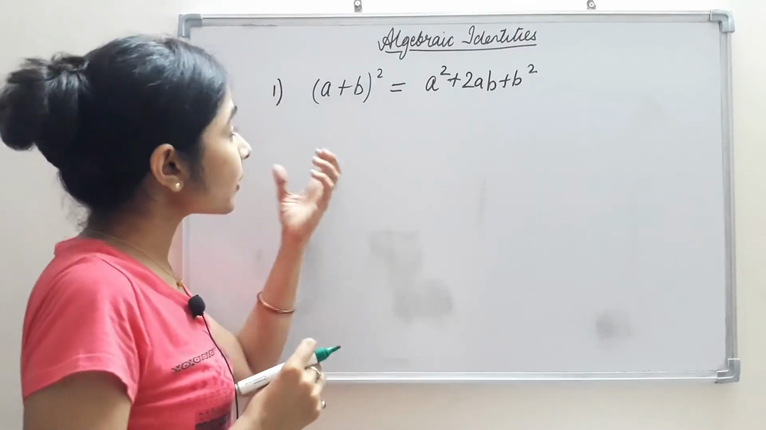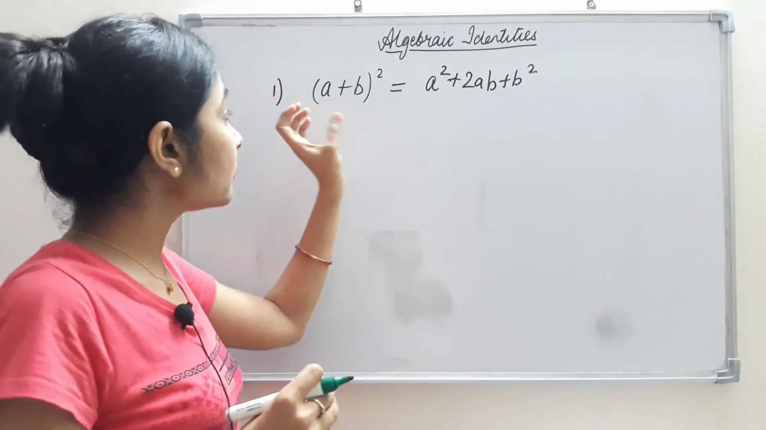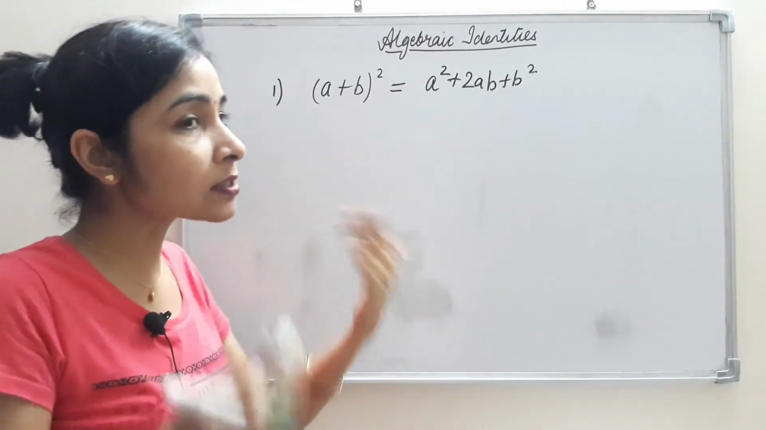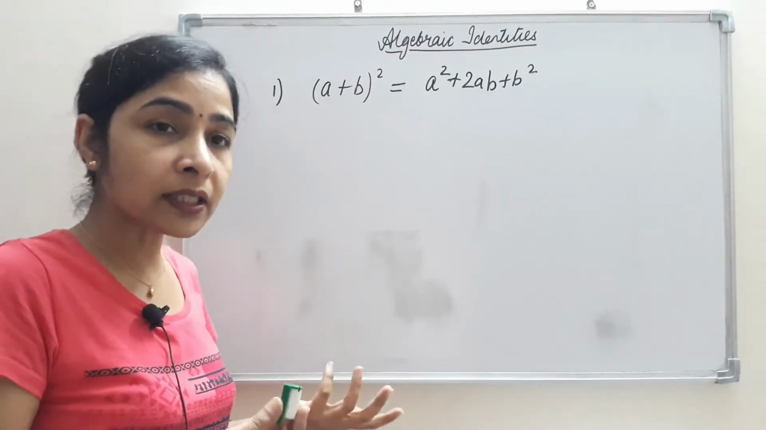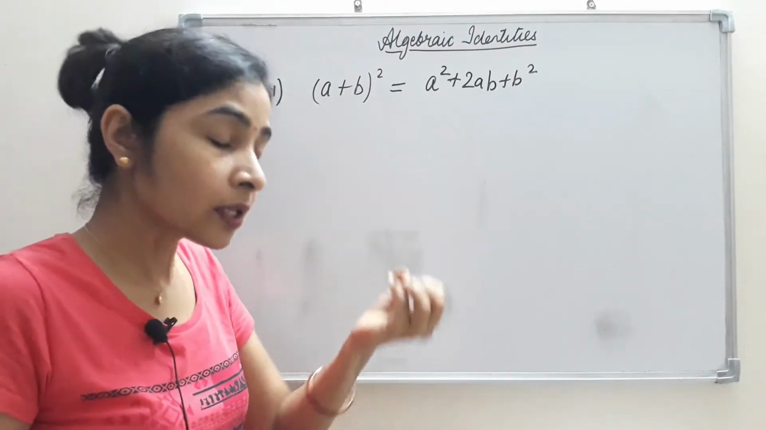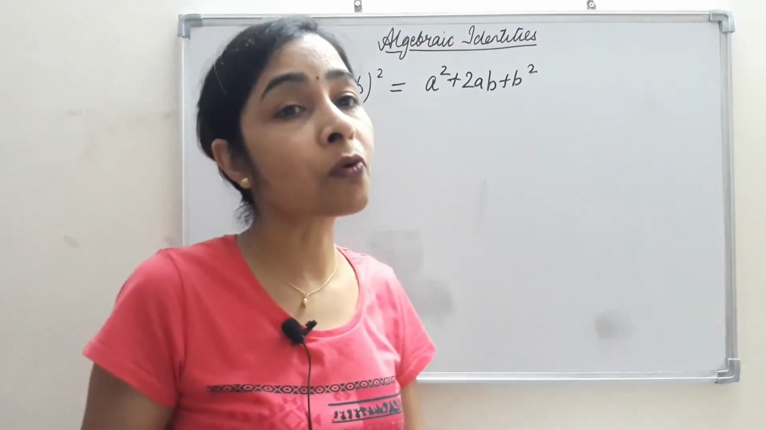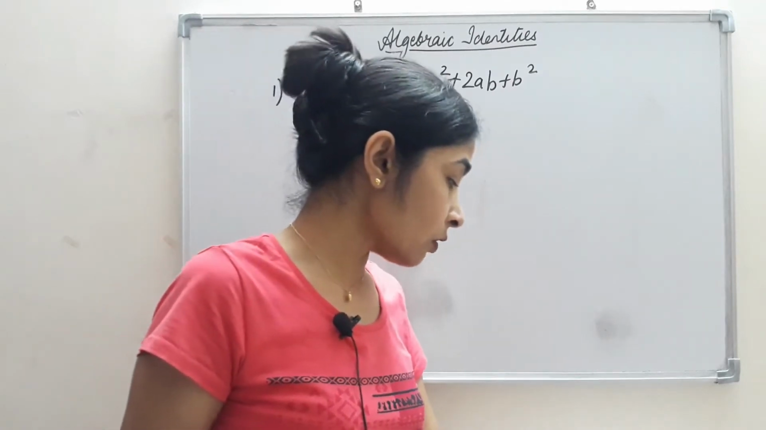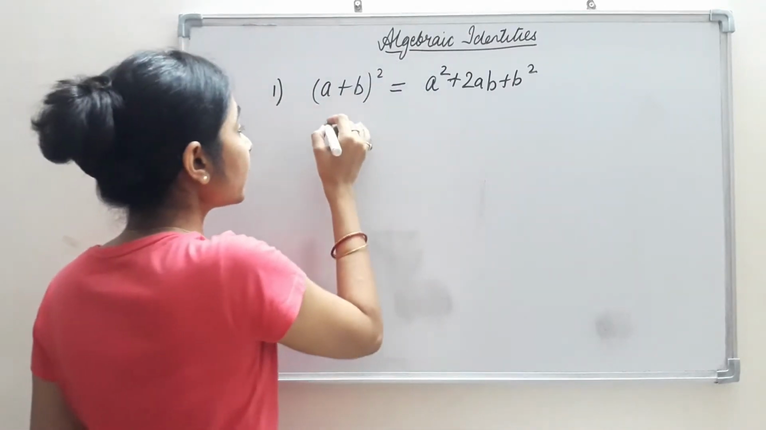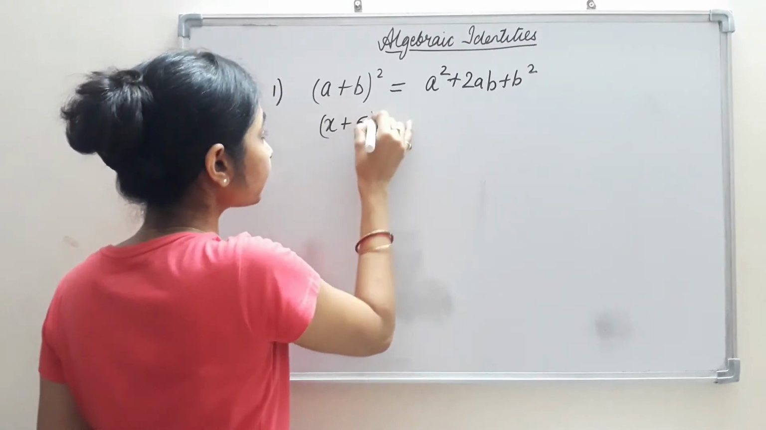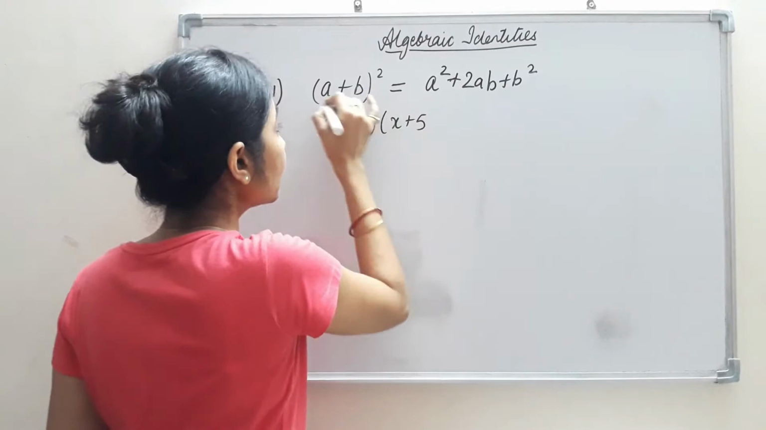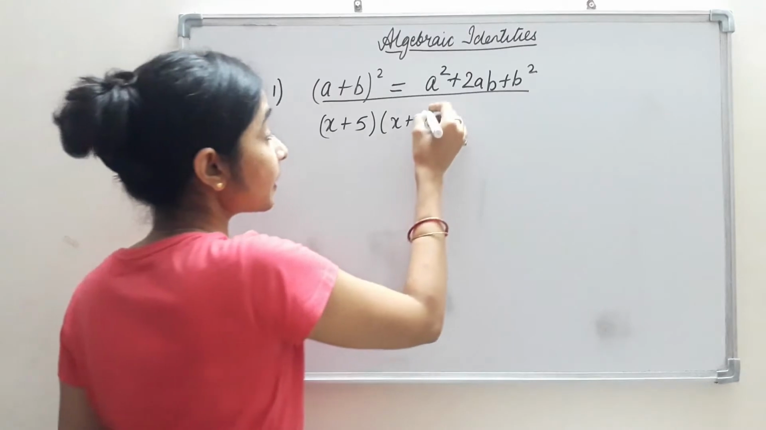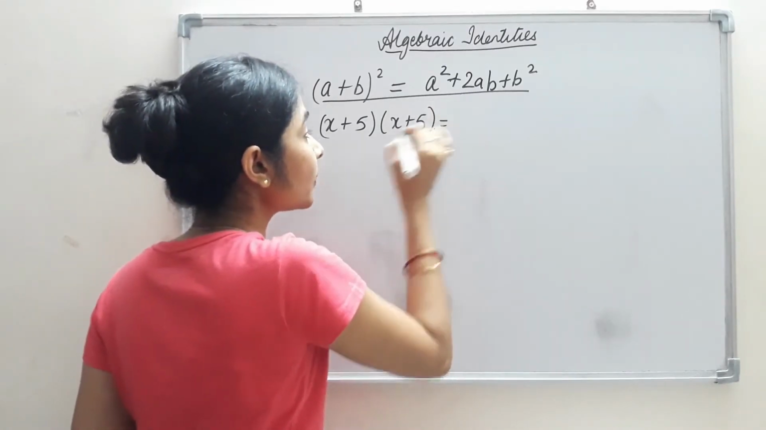So whatever example we take, this will always hold true, whatever numbers, constants or variables we take. Let us take the example of an expression which consists of both variable as well as constant, a combined term of variable and constant. Let us take x plus 5 into x plus 5. Just first note down that this is your first identity.